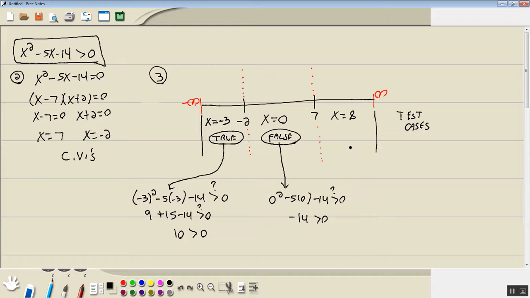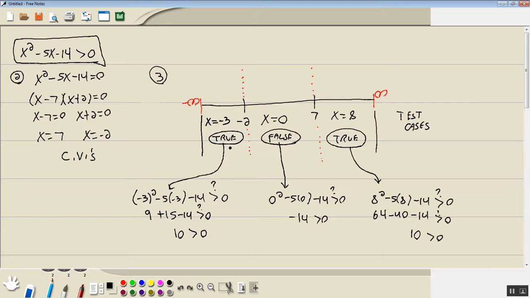Now this one here, I'm going to plug 8 into my original inequality. So I'm going to have 8 squared minus 5 times 8 minus 14, and we're wondering if that's greater than 0. That's 64 minus 40 minus 14. We're wondering if that's greater than 0. That gives us 24 minus 14, which is 10. And 10 is greater than 0, so that's true.